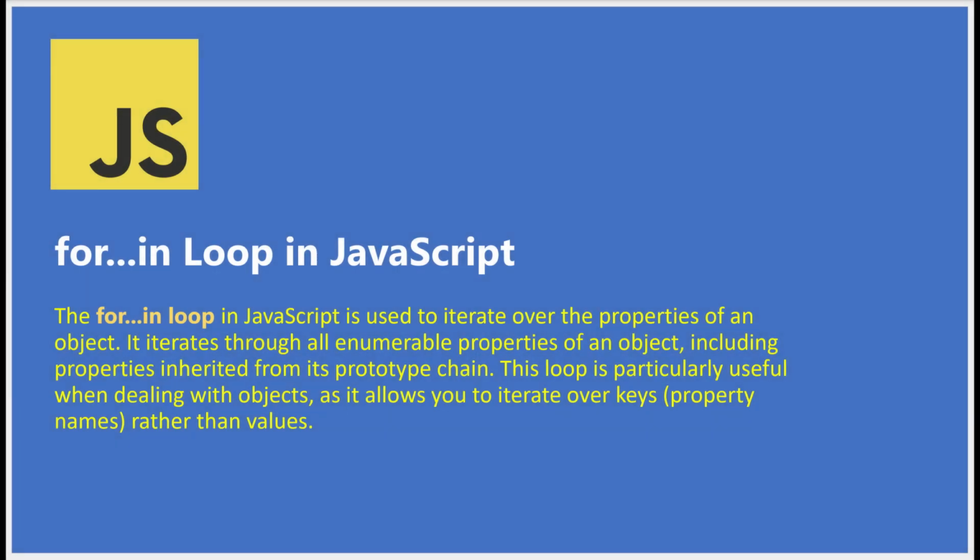Ever wondered how to iterate over an object's properties in JavaScript? It's simpler than you might think, thanks to a handy tool called the for-in loop. It's a powerful feature of JavaScript that allows you to traverse all enumerable properties of an object. And yes, that includes properties inherited from its prototype chain. The for-in loop shines brightest when working with objects, as it iterates over keys or property names rather than values.